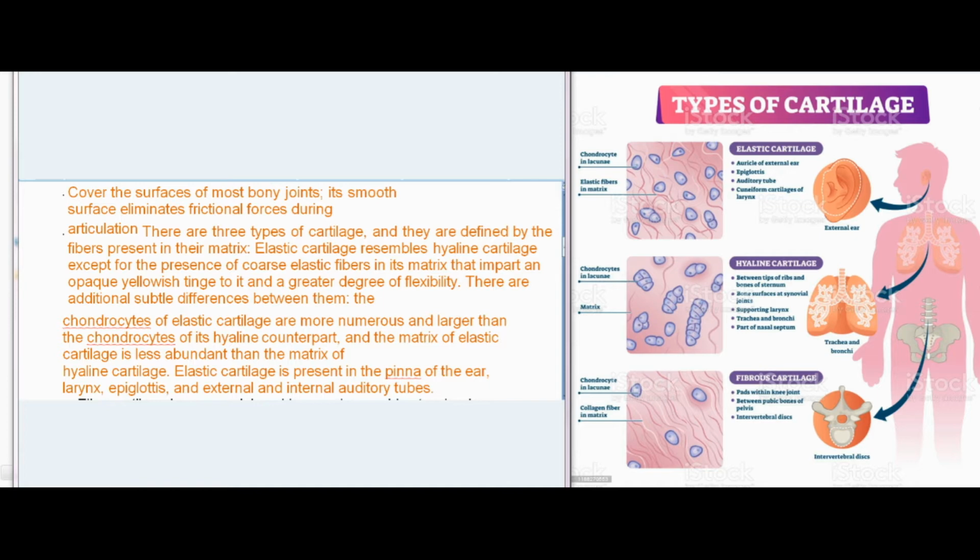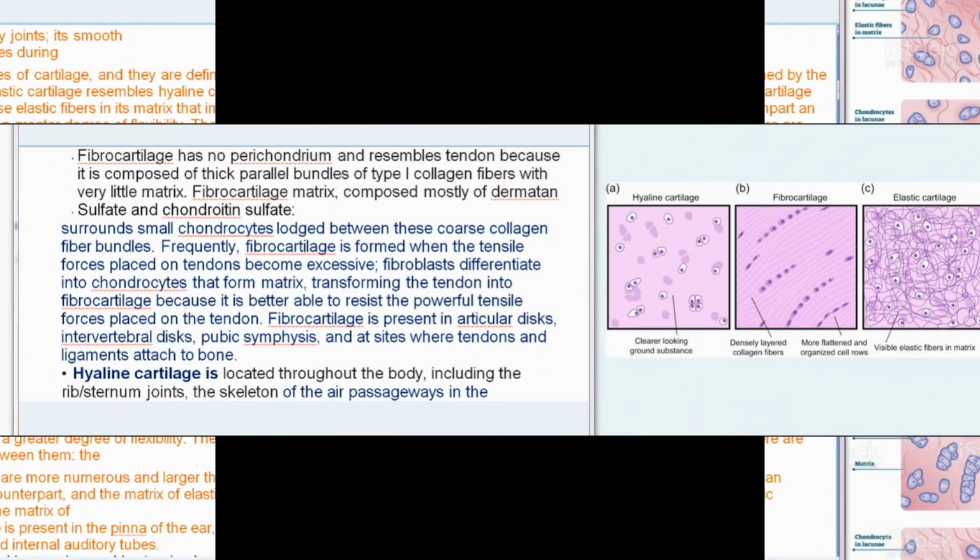There are additional subtle differences between them. The chondrocytes of elastic cartilage are more numerous and larger than the chondrocytes of its hyaline counterpart, and the matrix of elastic cartilage is less abundant than the matrix of hyaline cartilage. Elastic cartilage is present in the pinna of the ear, larynx, epiglottis, and external and internal auditory tubes.